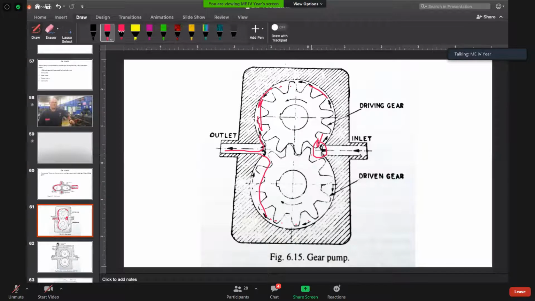Same as what you have said. Which type of pump? Screw pump. Screw pump is actually used for handling slurry kind of things. You know what is slurry? Very high viscosity.